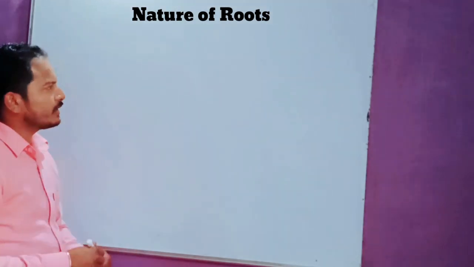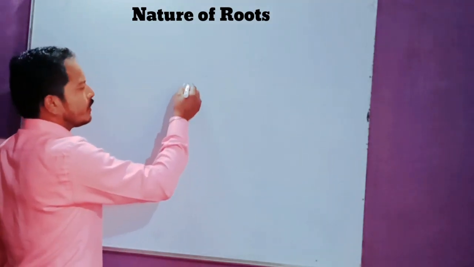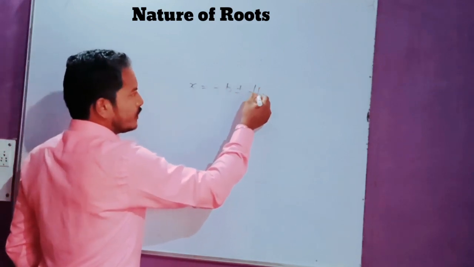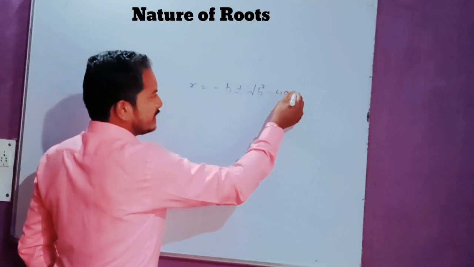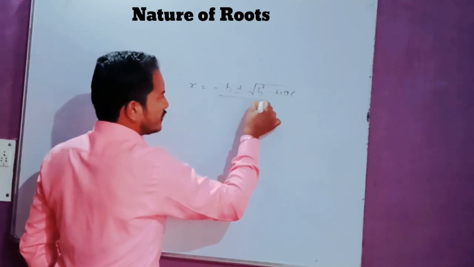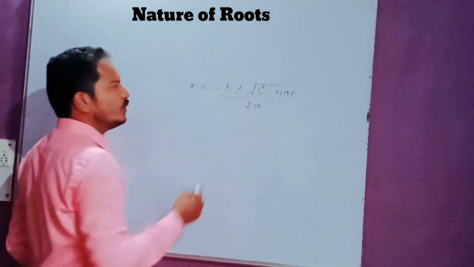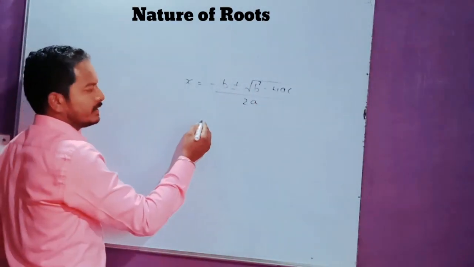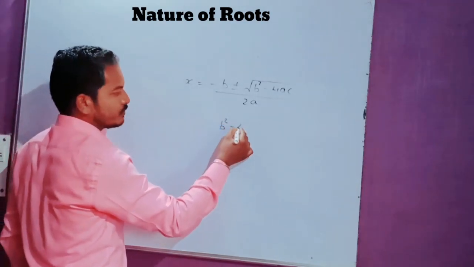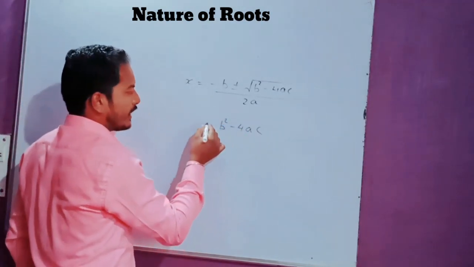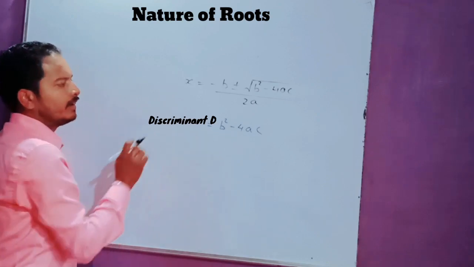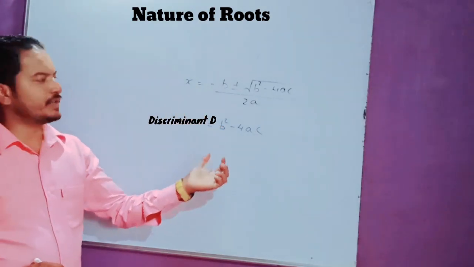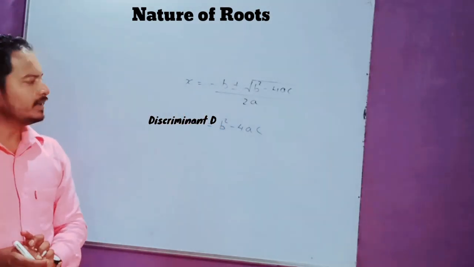So we have studied the quadratic formula, and the quadratic formula is x is equal to minus b plus or minus root b square minus 4ac upon 2a. So in this quadratic formula, this b square minus 4ac is known as the discriminant D of a quadratic equation. It will make clear what the nature of the roots of a particular quadratic equation is.